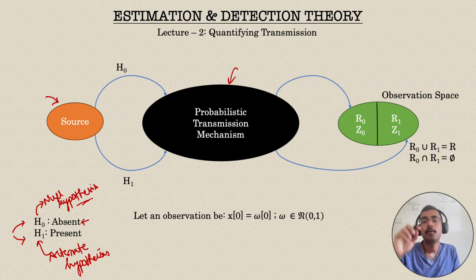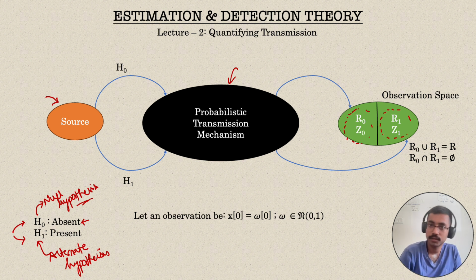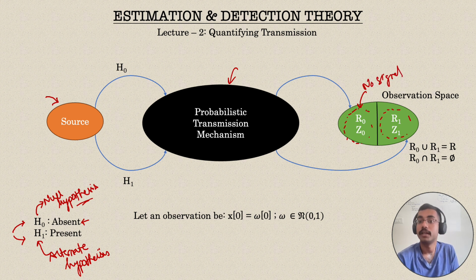Now, when probabilistic transmission happens, the entire transmission we can divide into two spaces. This is an observation space. An observation space consists of all the possible observations. Because this is a binary detection scenario, we have the observation space divided into two parts. The first part we define as R0 or Z0. Basically the observation space R0 denotes that there is no signal observed.